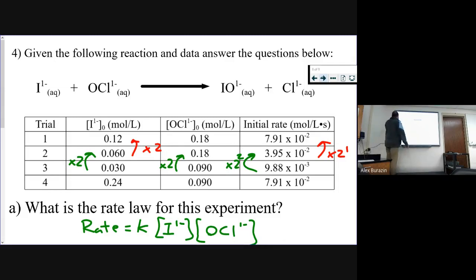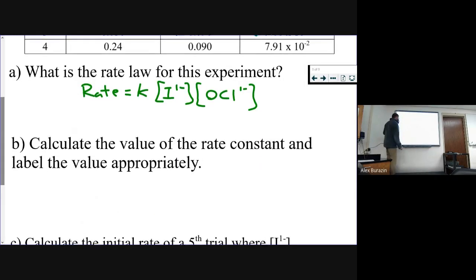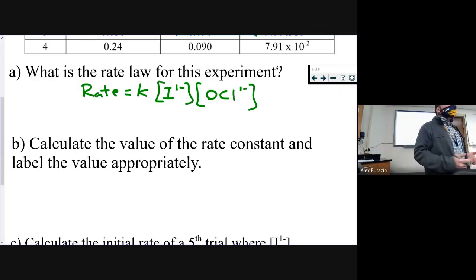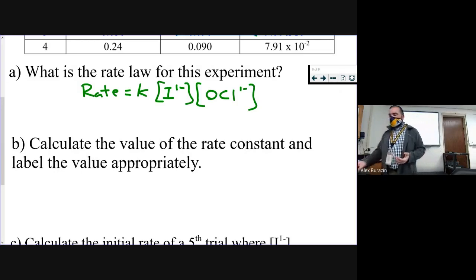Okay. Continue forward. I don't think you need me for the rest of this, I hope. We'll see. What I'd like you to do is figure out the rate constant K. You now have the equation that you need. Plug numbers in. Take the equation that we just solved for and plug values in from trial 1 to solve for K. When you do so, also label it appropriately.